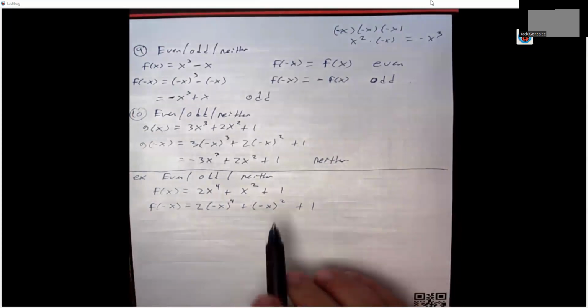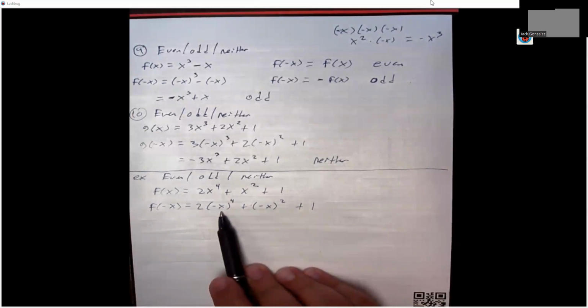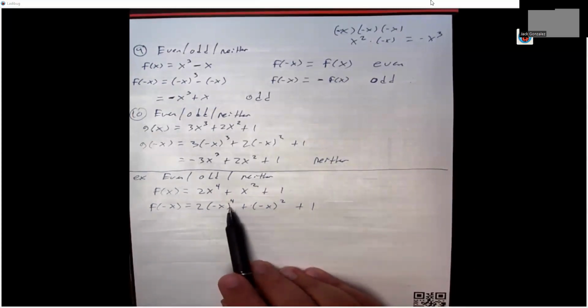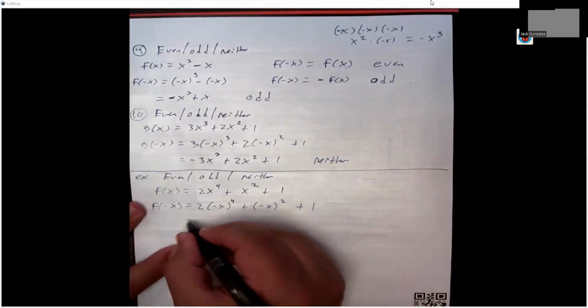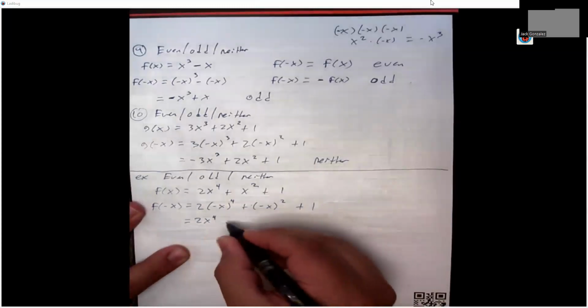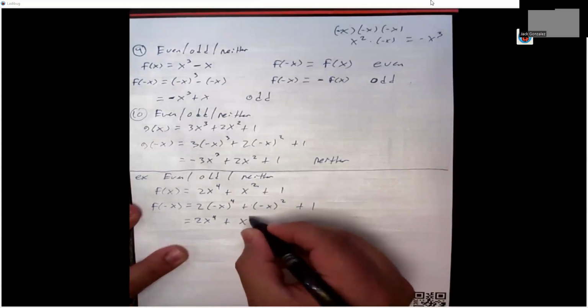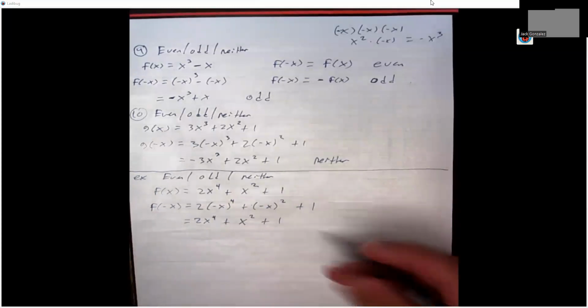We should remember that squaring any negative means it's going to become positive. This is an even power, which has the same property. It's like a square. So this should become the same thing we had to begin with, and the 1 is still a 1. Is that the same as what we started with? So it is even. Any questions on exam 1?